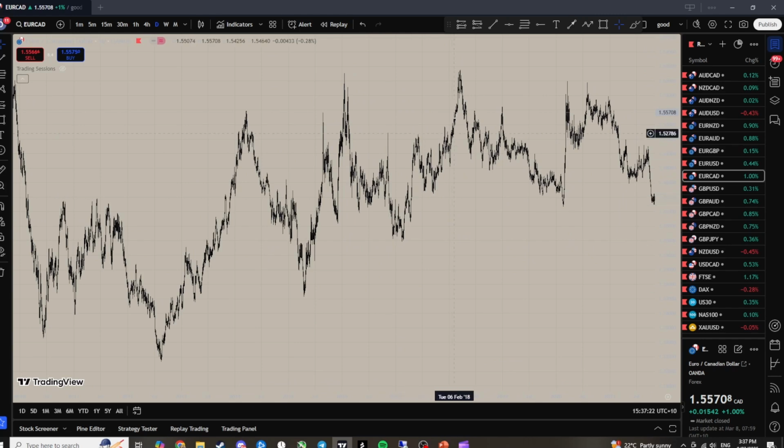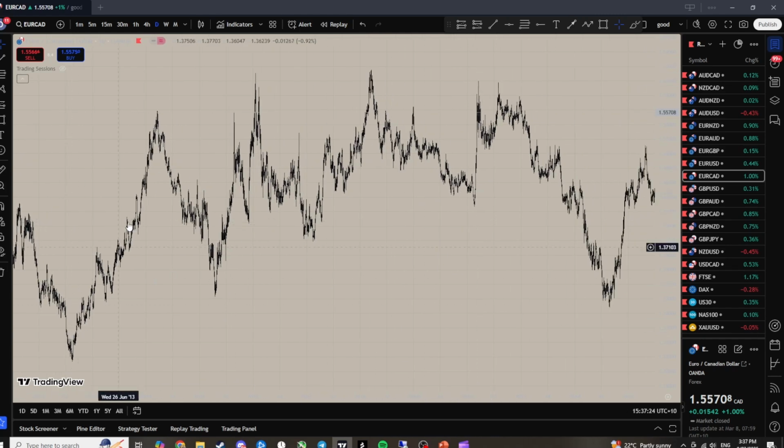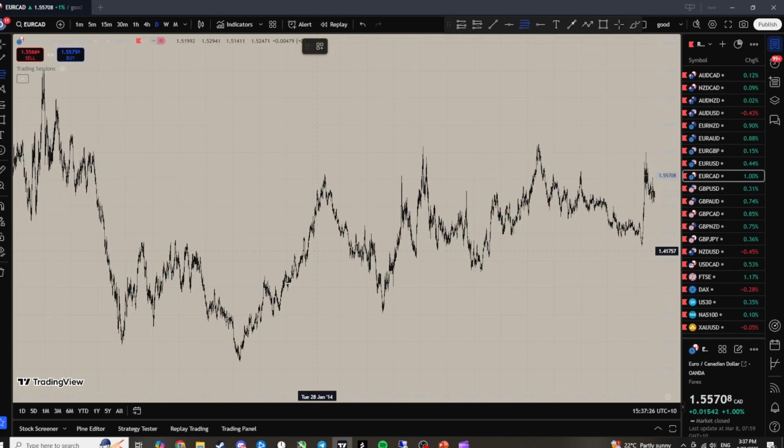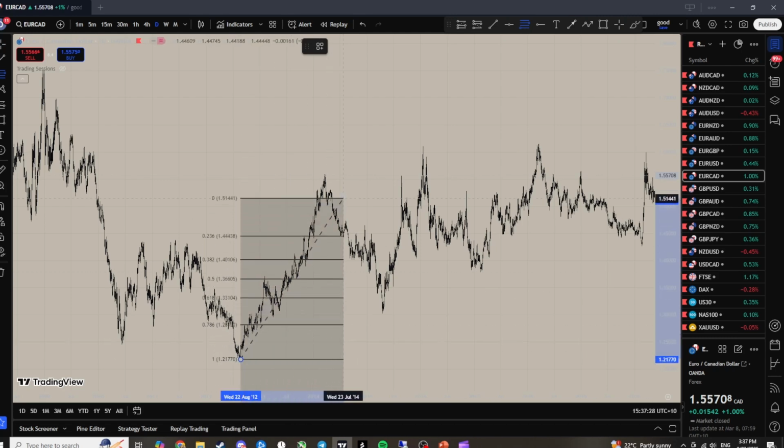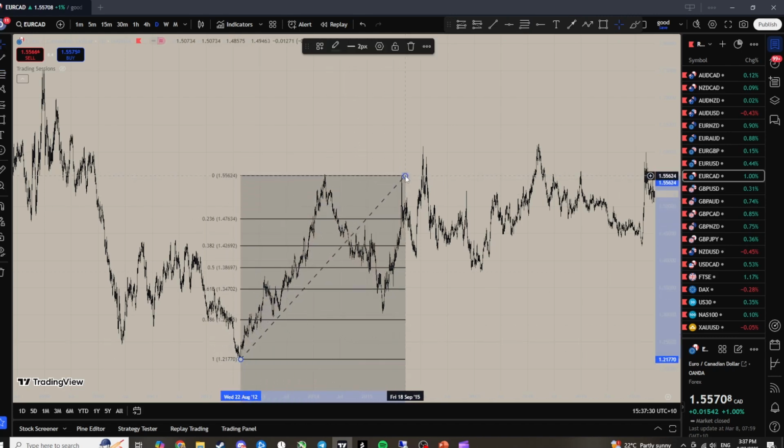Come up, come down, come up, come down. We're just filling out orders, come up, come down. So we can have a look with fib retracements, and we can mark out this nice big pull up, and we can see that it's had a 61.8% retracement on that move.